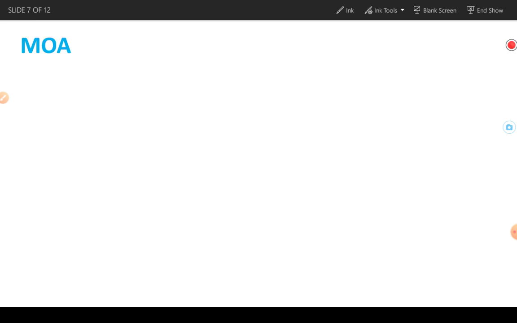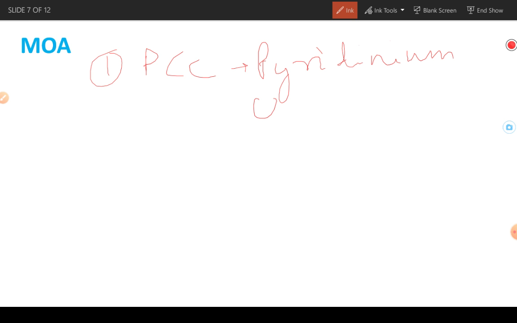In mild oxidizing agents, we see first one PCC, pyridinium chlorochromate.